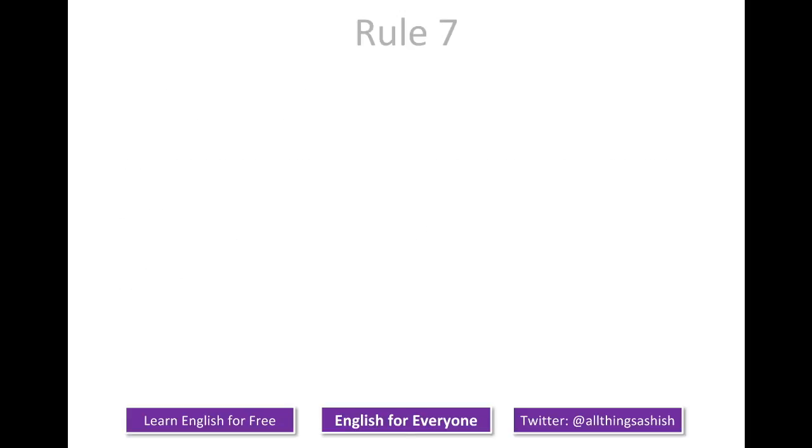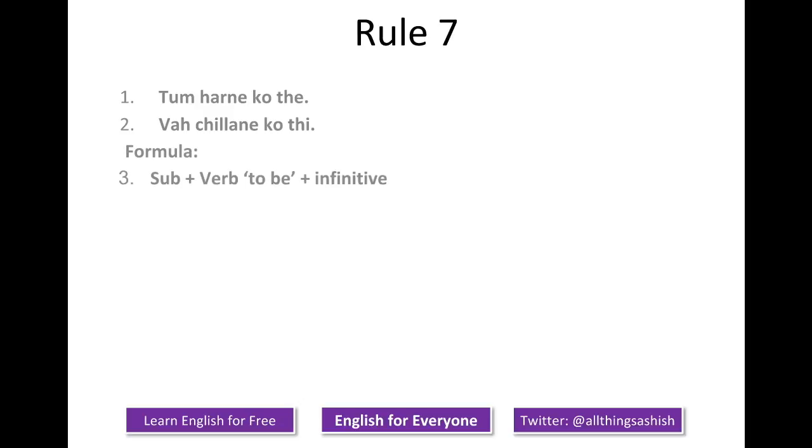Let's look at rule number 7. तुम हारने को थे. वह चिल्लाने को थी. Formula for such sentences: subject plus verb to be plus infinitive. For example, you were to lose. She was to shout.